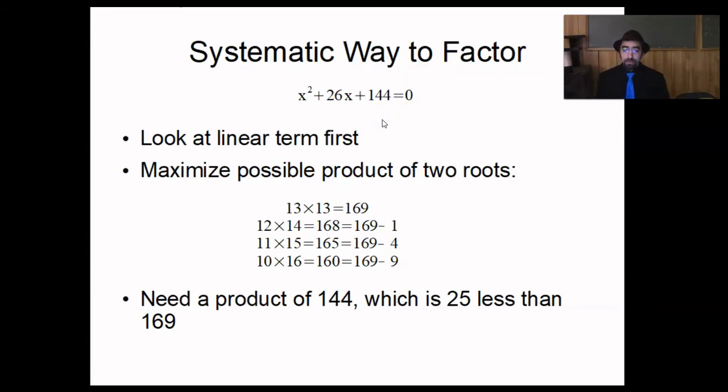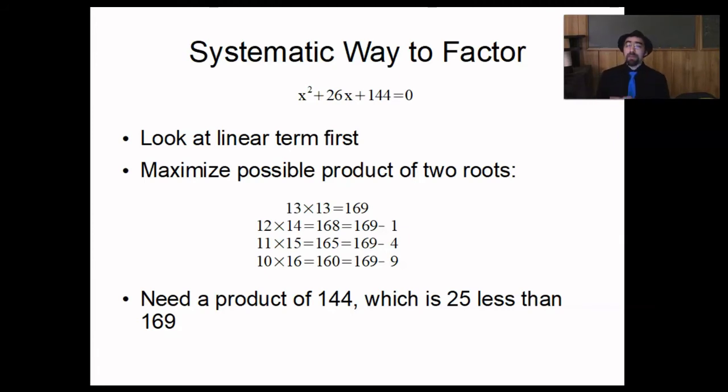Well, to maximize the product, you split them evenly, right? You go 13 and 13. If two numbers have to add to 26, the maximum possible product is the one you get when you multiply 13 and 13. That gets you a 169. All right, now the product we're looking for is 144, not 169.